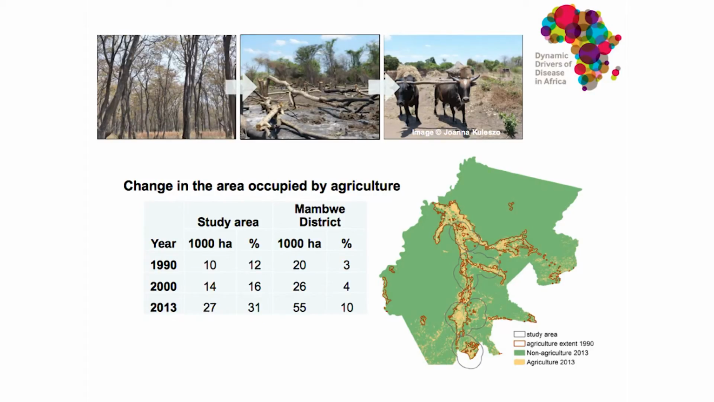Change has been accompanied by land cover change as well. And this is a map produced through remote sensing. Joanna Coletso has done a study of land cover change through time. And we can see here that the proportion of agricultural land has increased quite significantly in our study area, slightly less within Mambwe district, which tends to be further north. So that's closer to the valley floor.